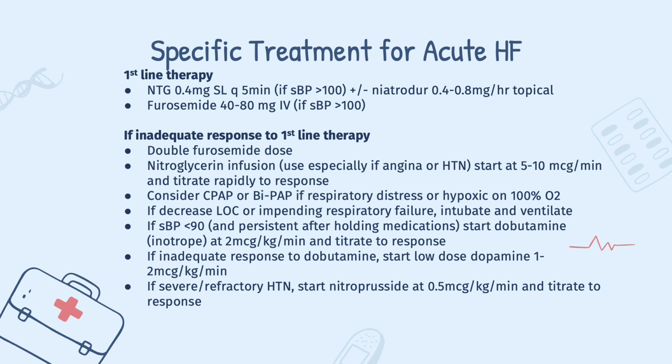If we have a patient with altered mental status or a decreased level of consciousness, or a patient who has impending respiratory failure, those are the patients I'm going to think about intubating. If my systolic BP is less than 90, I'm going to start my inotropes, and dobutamine is kind of the go-to. If they're not responding to the dobutamine, I can consider giving a low-dose dopamine, but my go-to would probably be milrinone in addition to the dobutamine.